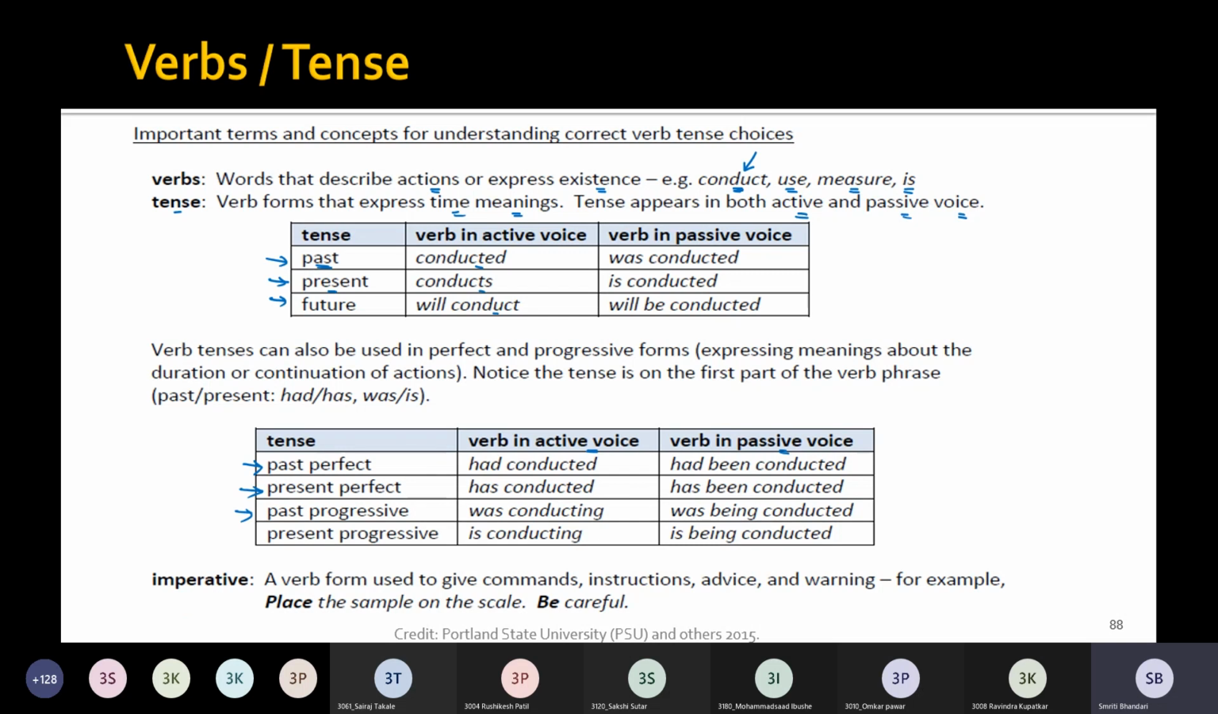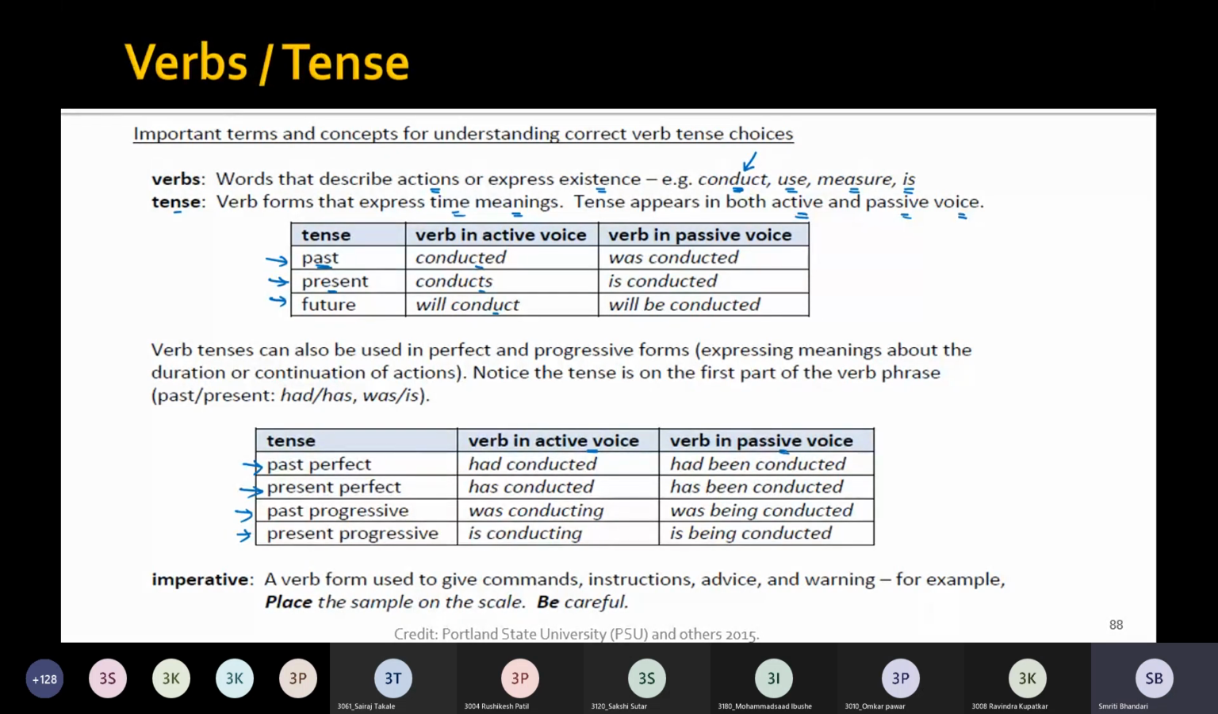Okay, in past progressive, meaning the experimentation is still going on, or it was going on in the past. So in past progressive, the active voice statement will have the verb like was conducting, and in passive voice it is was being conducted, experiment was being conducted. Okay, now in present progressive we may state in active voice like we are conducting the experiment, or she is conducting the experiment. In passive voice we are writing like the experiment is being conducted, or the experiments are being conducted.